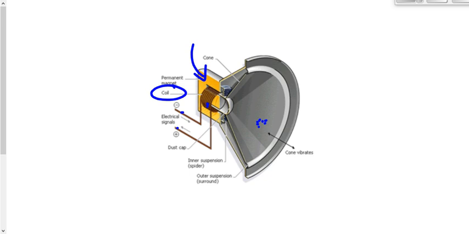Does that make sense? So you get sound converted to electricity, converted to magnetism, causing this permanent magnet to go back and forth, which causes the cone to go back and forth, which produces sound and causes my eardrum to go back and forth. So I hear what was originally produced in the phone. All right? Make sense?